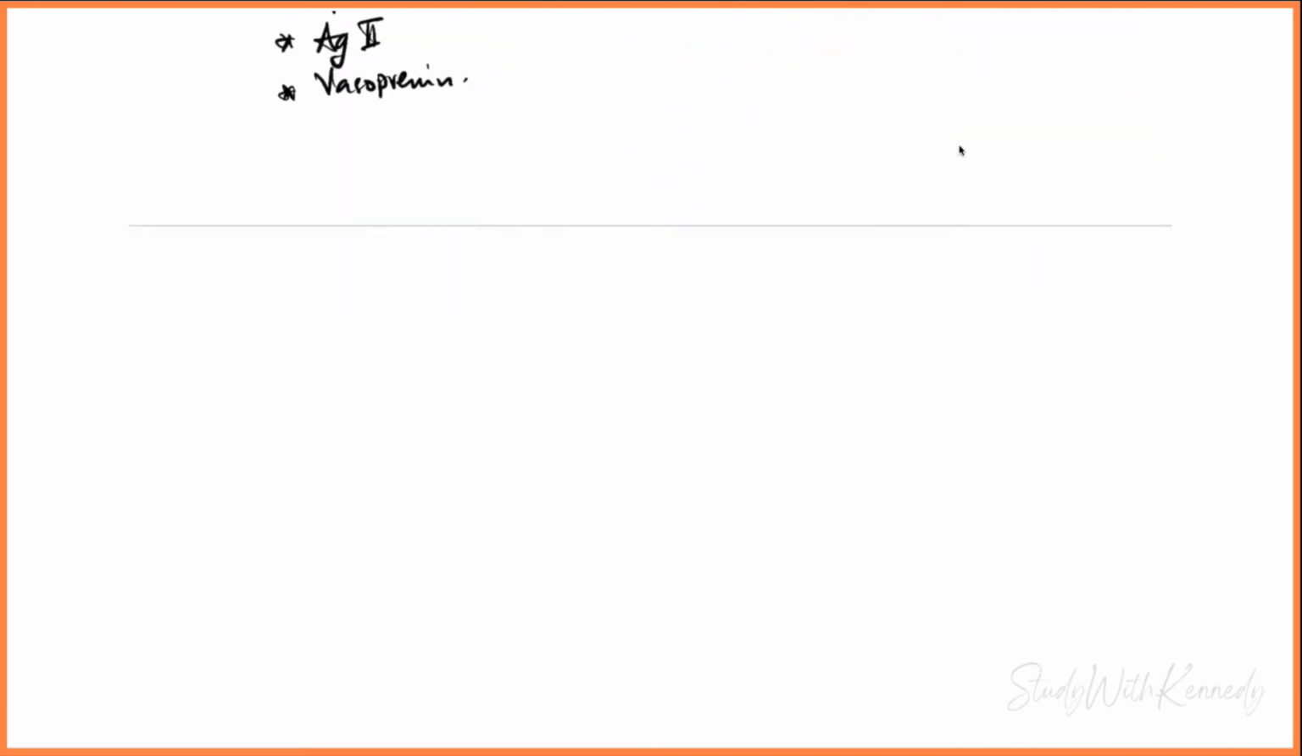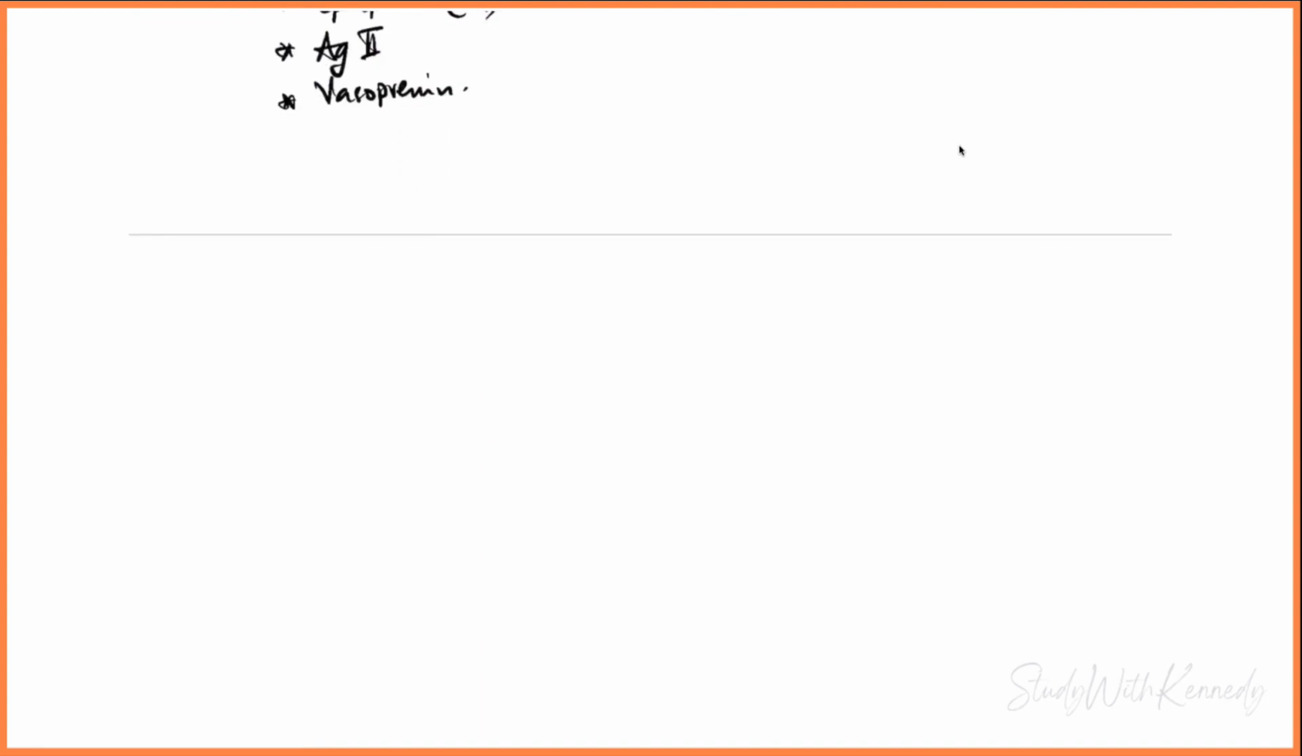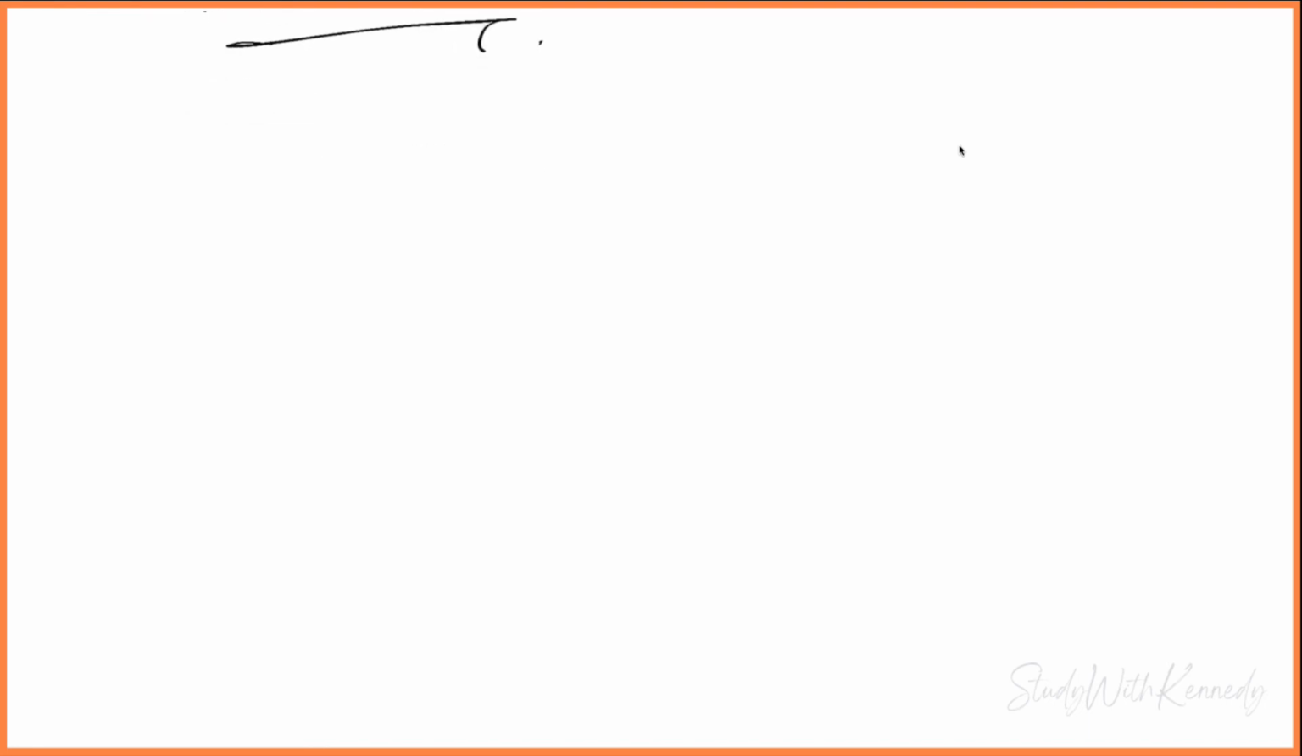What if we want to cause muscle relaxation? We are going to come back here to see one more thing. What if we want to cause muscle relaxation or vasodilation? To cause vasodilation, or smooth muscle relaxation, what can we do? We said previously that myosin light chain kinase causes contraction. So if I inhibit myosin light chain kinase, then potentially I can cause relaxation or vasodilation.